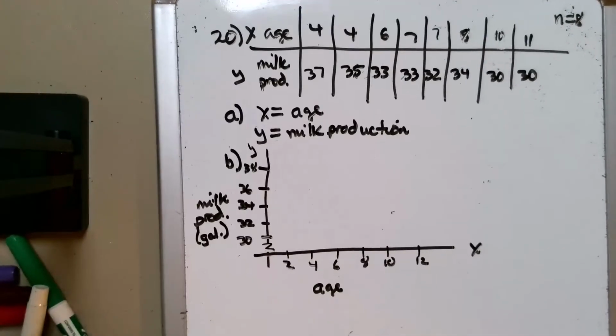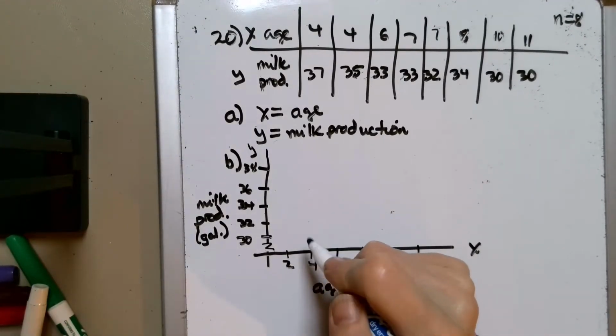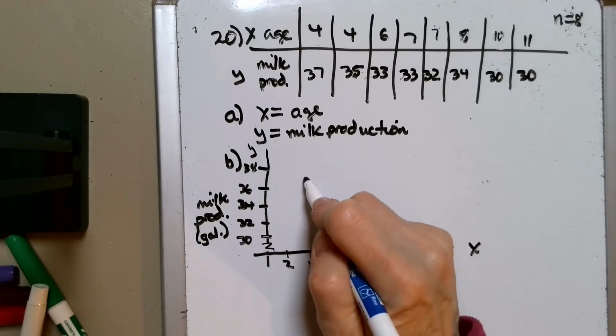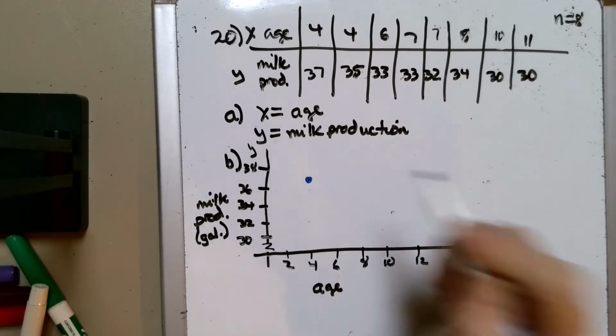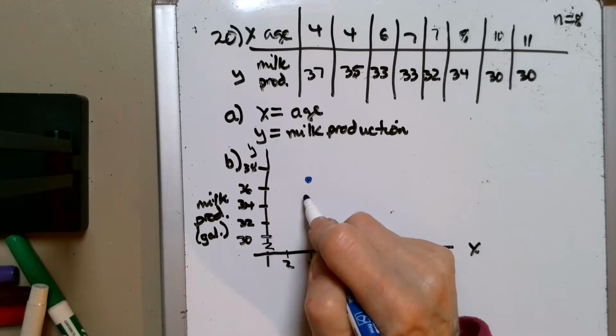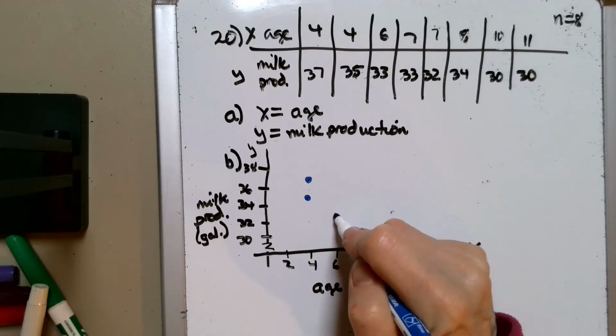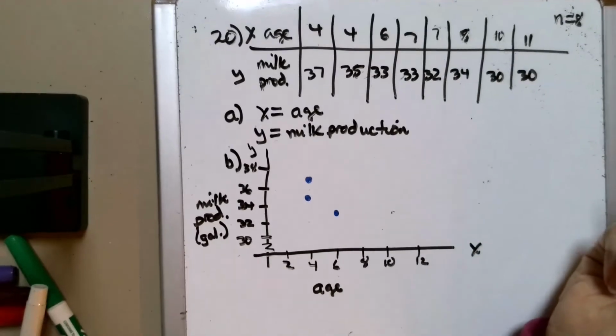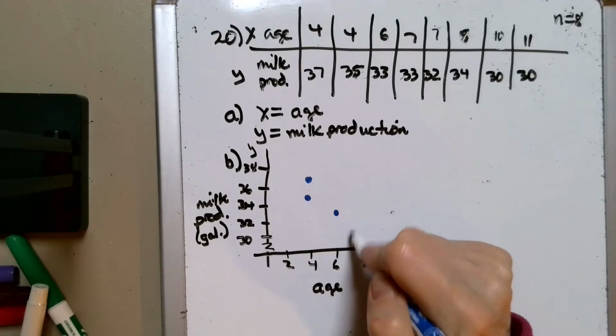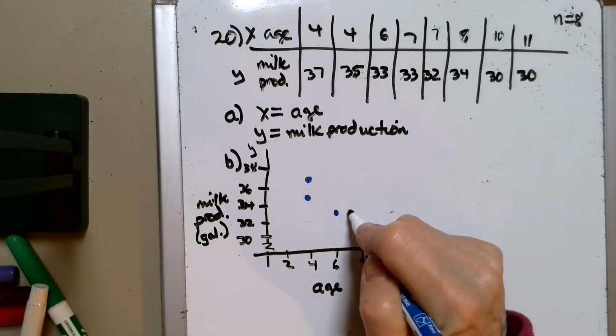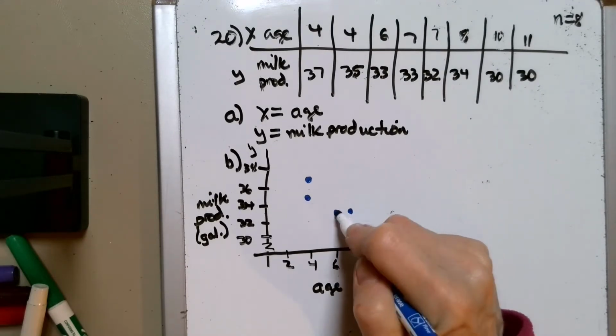And so I'm going to plot these points. So right 4 up 37 is my first point. Right 4 up 35 is my second point. Right 6 up 33 is my third point. Right 7 up 33 is my next point. Again, always more accurate, right, with graph paper.